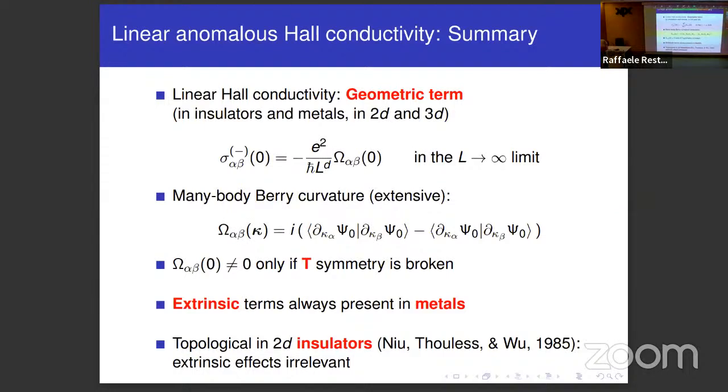This paper by Niu, Thouless, and Wu came out 3 years after the famous paper by Thouless, which was at the independent electron level. So the famous paper TKNN, Thouless, Kohmoto, Nightingale, den Nijs, was published in 82.